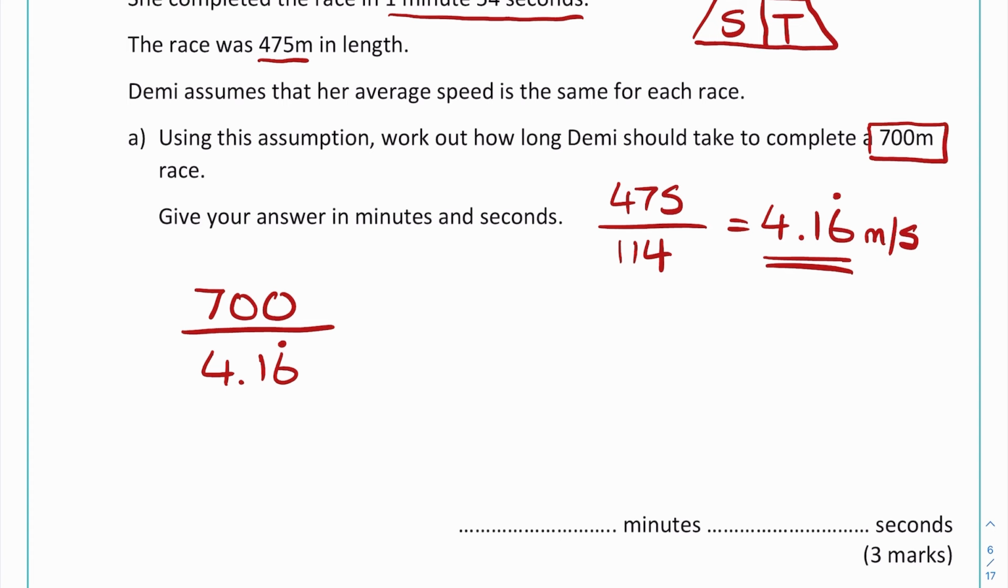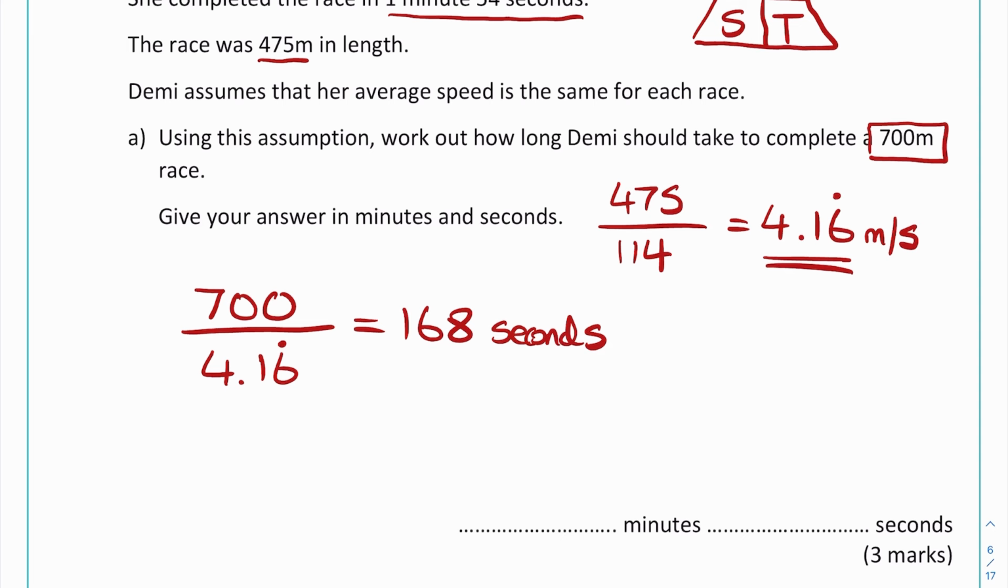So you want to leave that 4.16 recurring on the calculator, and then do 700 divided by, and click your answer button. So that gives us 168. So 168. Be very careful, because if I did type in 700 divided by 4.16, it gives us 168.269. So it's going to give us a slightly different answer. So now we just need to convert this 168, which is seconds, and make sure that we write that in minutes and seconds.